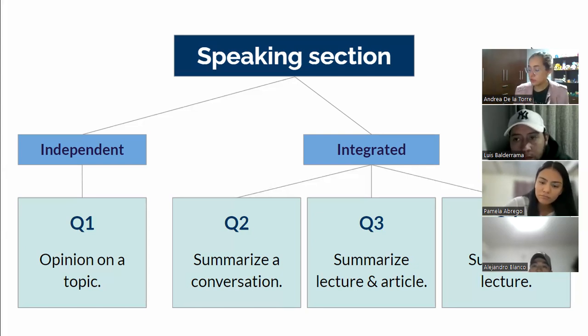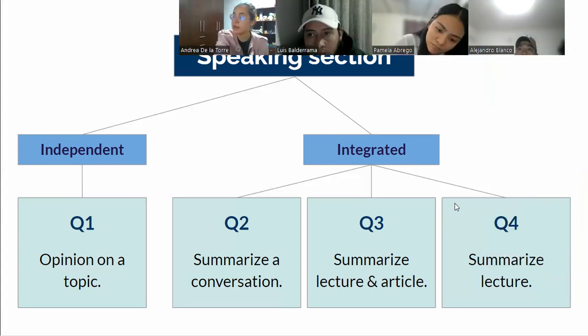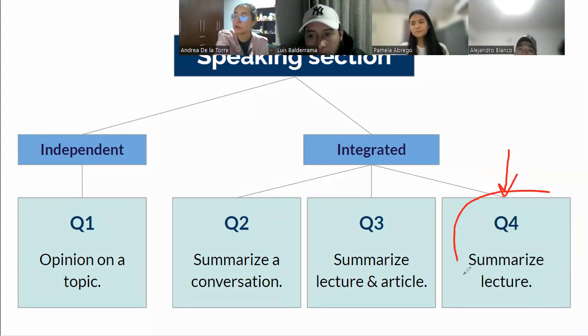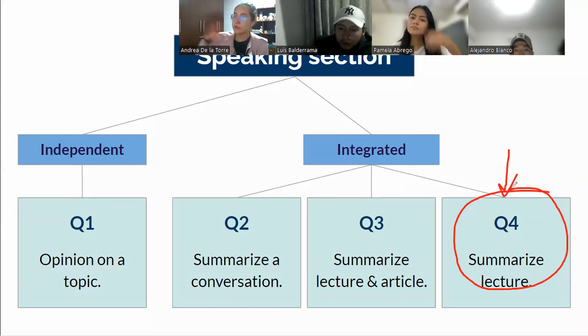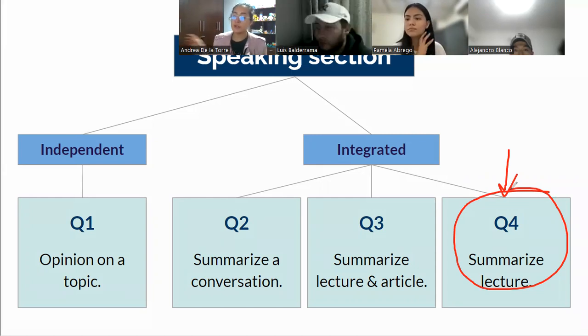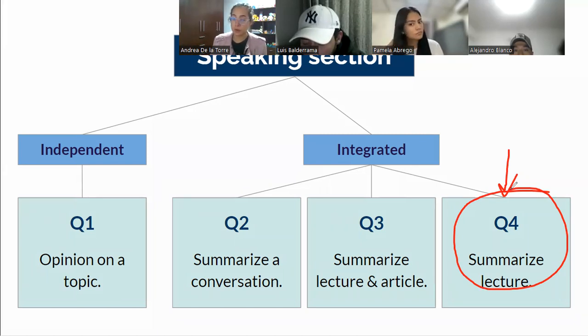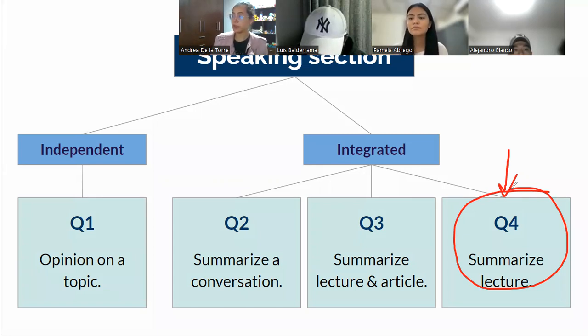Now, as I told you yesterday, today and tomorrow we are going to be working on the last question of the speaking section. That means that we're starting here in question 4. Okay, guys? That's what we're going to be doing today and tomorrow. And then at the end of the course, we'll go back to the speaking section and we'll see the other questions as well. So don't worry, we're going to cover everything. But we are going to start in question 4. Is that okay so far? Does anyone have any questions?